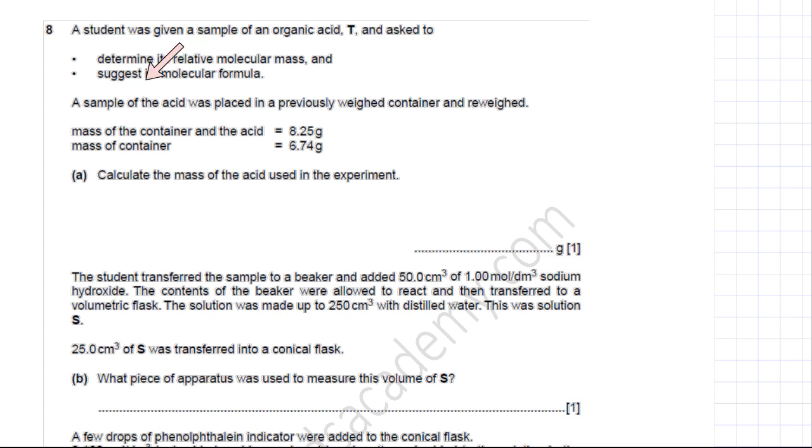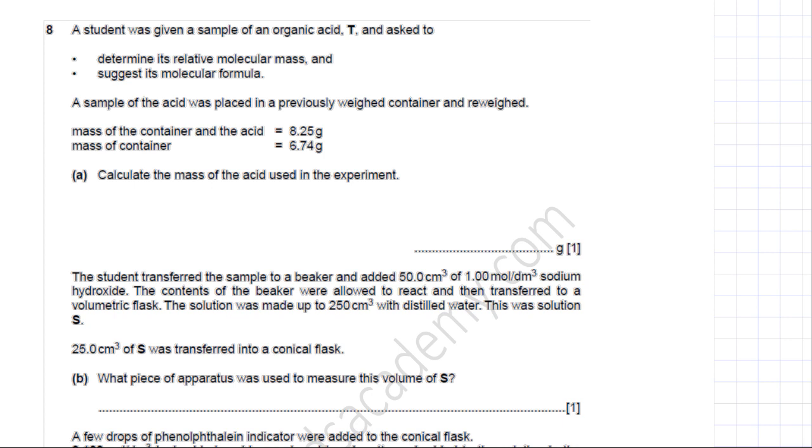The first thing that is done is a sample of the acid was placed in a previously weighed container and reweighed, and the mass of the container and the acid is given. It's given as 8.25 grams. You're also given the mass of the container, which is 6.74 grams. In part A, you're asked to calculate the mass of the acid used in the experiment.